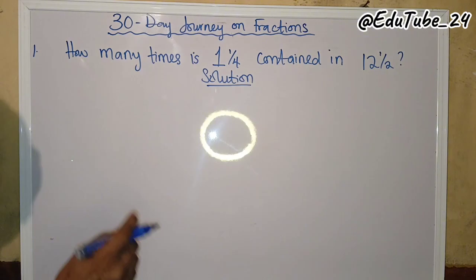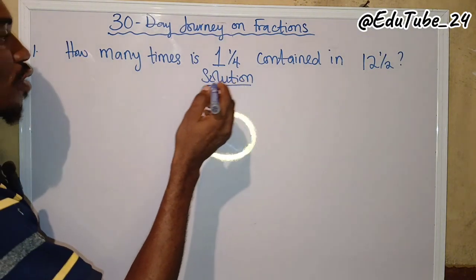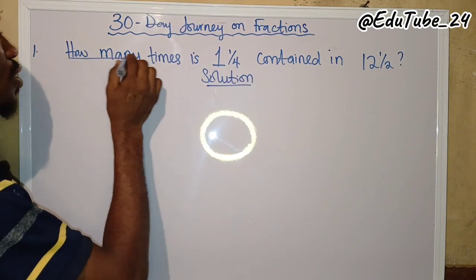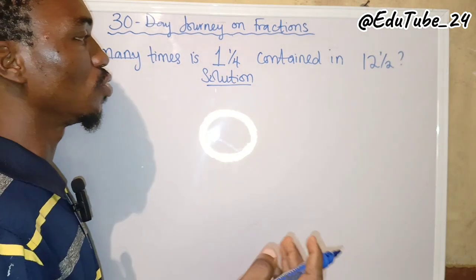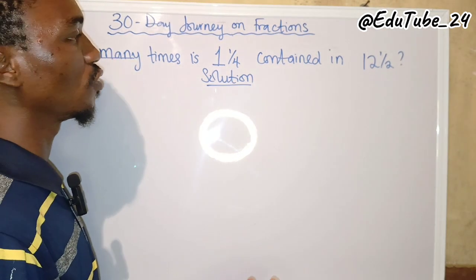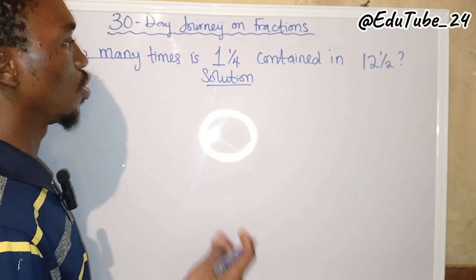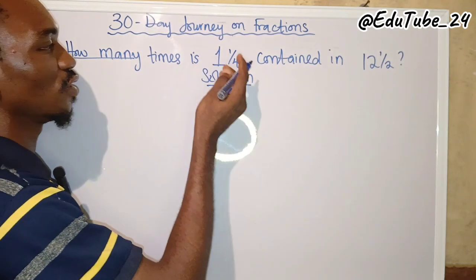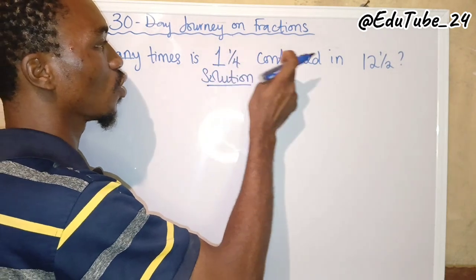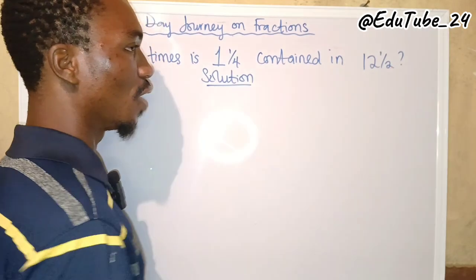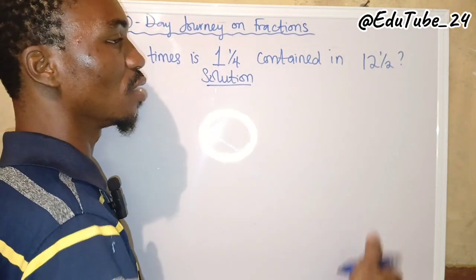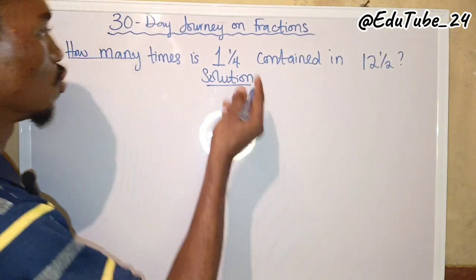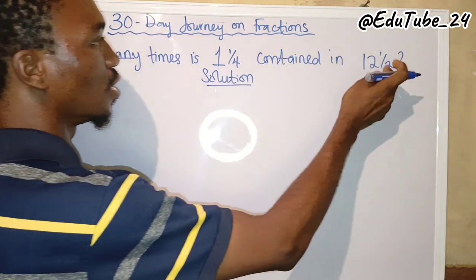Now, to interpret this question, first of all, we are going to put our focus on this "how many". When "how many" is mentioned in mathematics, it can interpret 2 things, either multiplication or division. But in this situation, since they say how many times is this contained in this, if something is contained in something else, it means how many of it can be counted in that bigger one. So this is a smaller number and this is the bigger number.